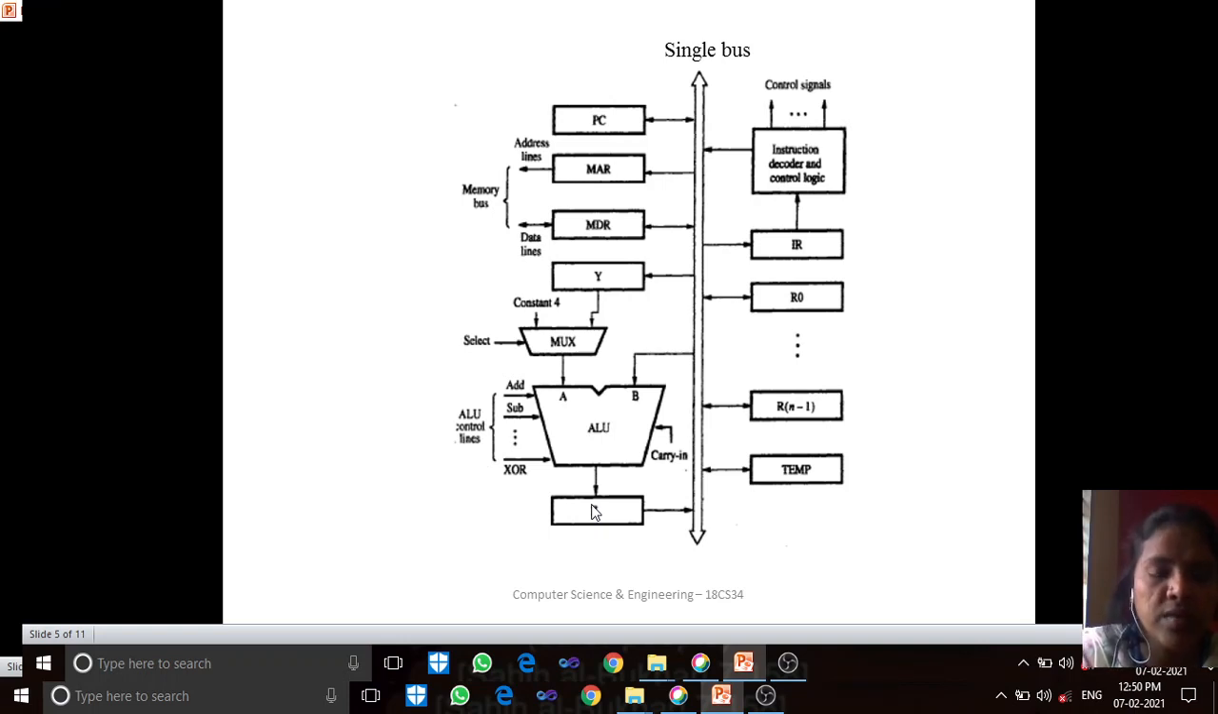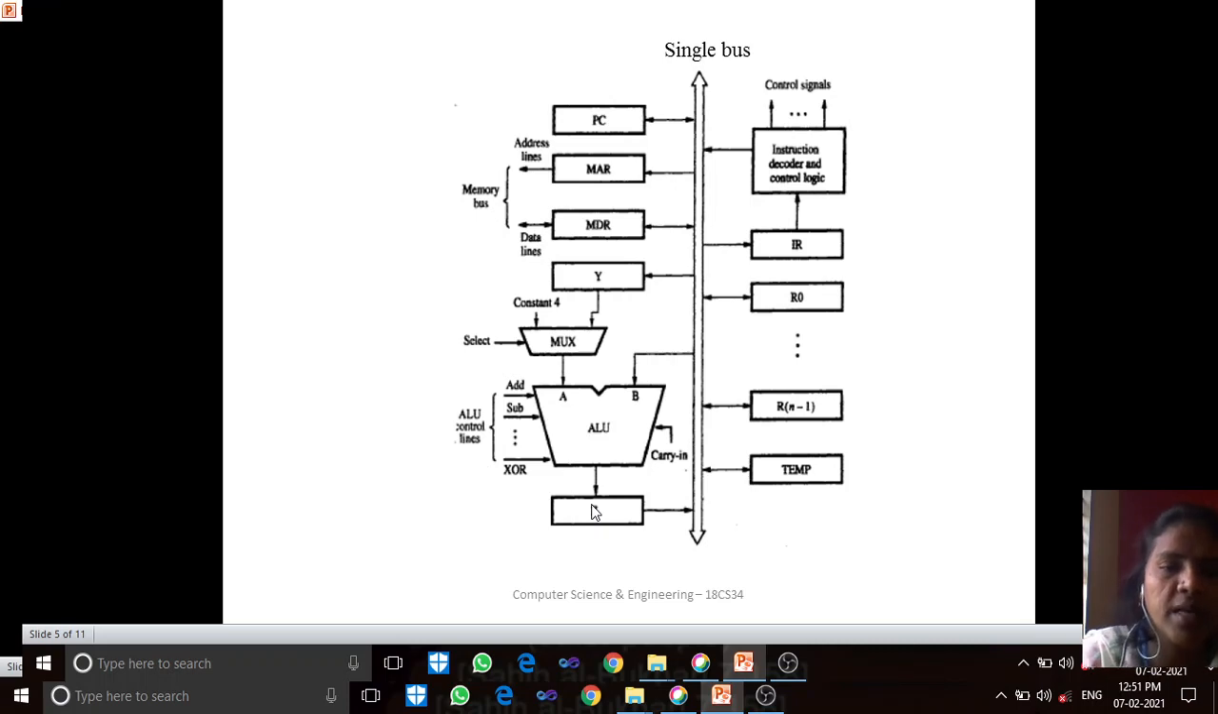MAR stores the address of the instruction that is currently being executed. It is connected to the memory bus or the system bus via the address lines. Whatever address is generated by the processor will be placed onto the address lines. MDR is connected to two inputs and two outputs, because the memory data register reads data from the memory or writes data into the memory. Hence it is connected to the memory bus via two input lines and two output lines. It's bidirectional; it can work either way.